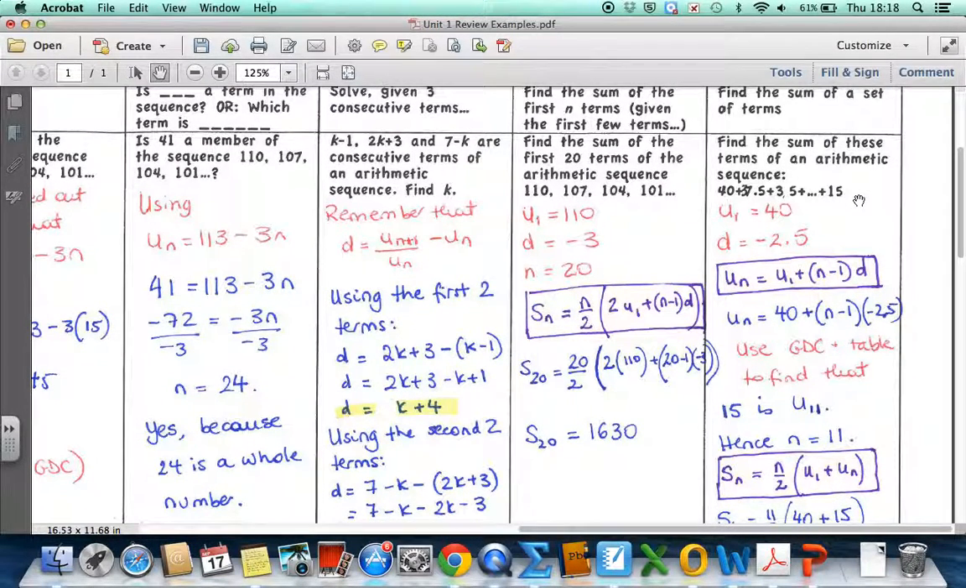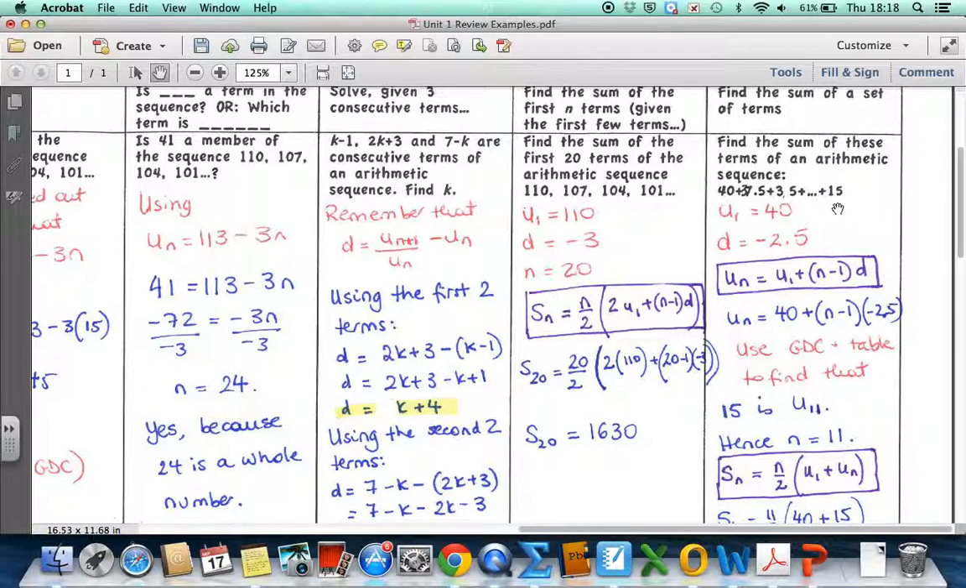All right, and then the last one, find the sum of these terms in an arithmetic sequence. So 40, 37.5, 35, all the way up to 15. So let's start with what we know. We know U1 is 40. We know d is negative 2.5. And we know we're going to have to use the sum formula, which requires n. We don't have n at the moment. We don't know what term this is.